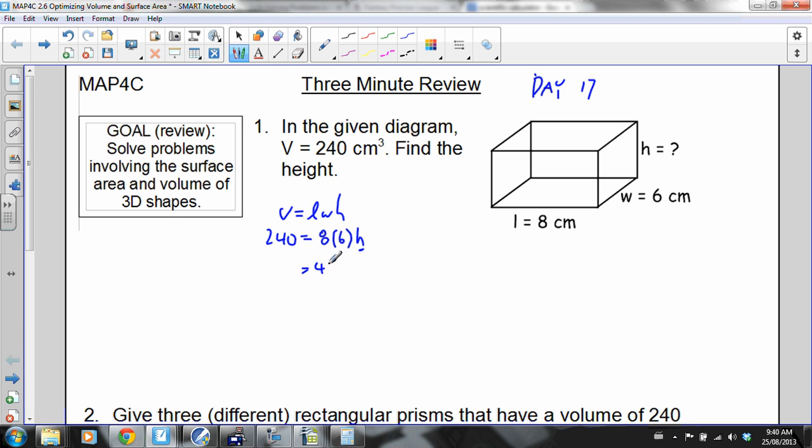It's 48. Equation solving skills here. We want to get h alone. We divide by 48 on both sides. And that is 5.